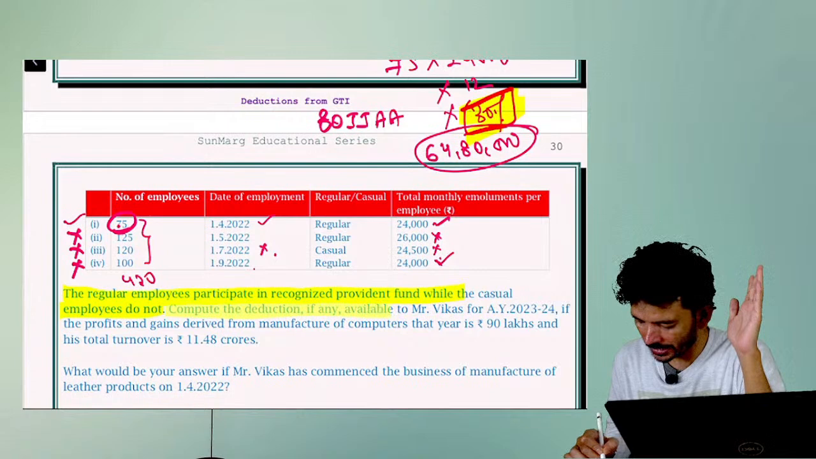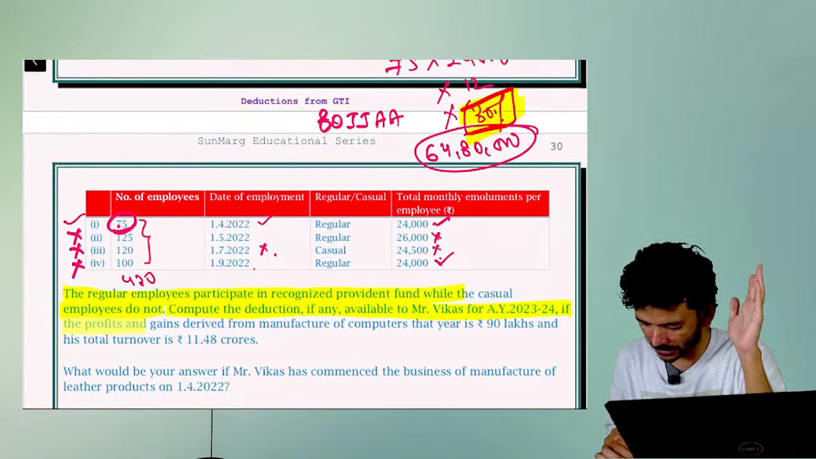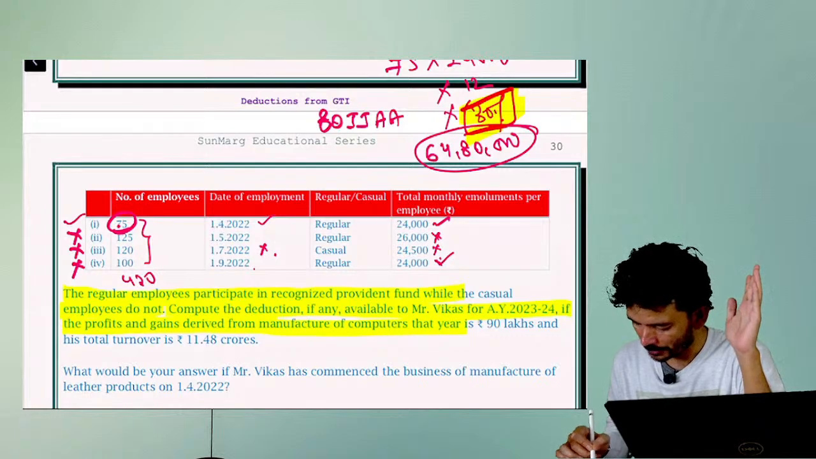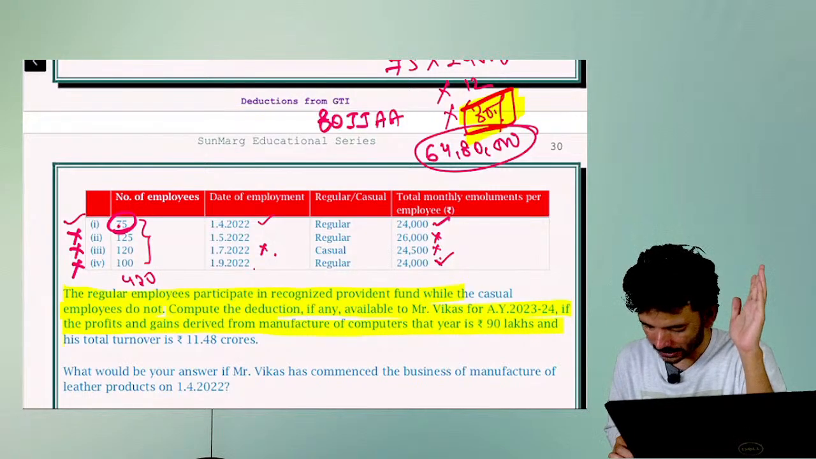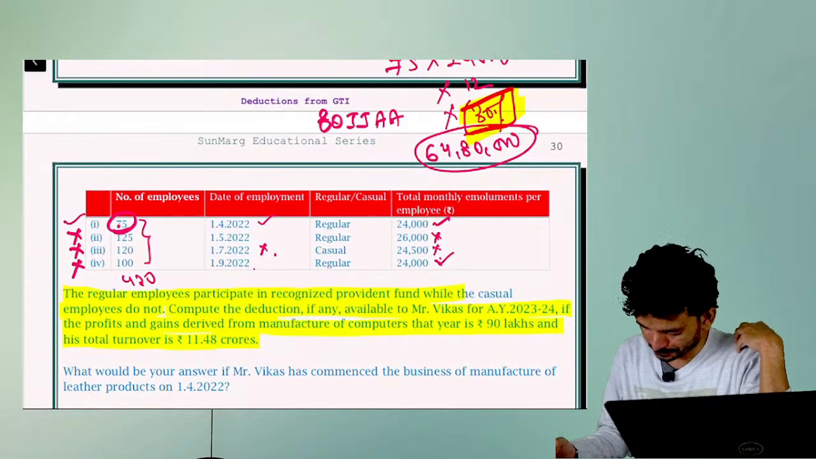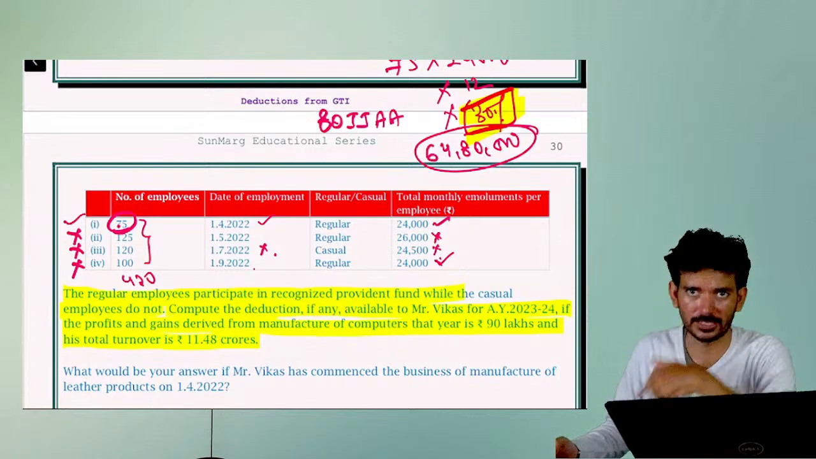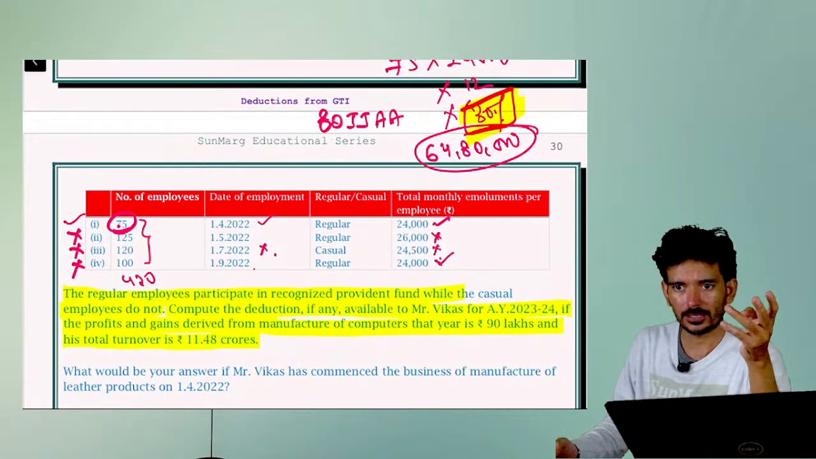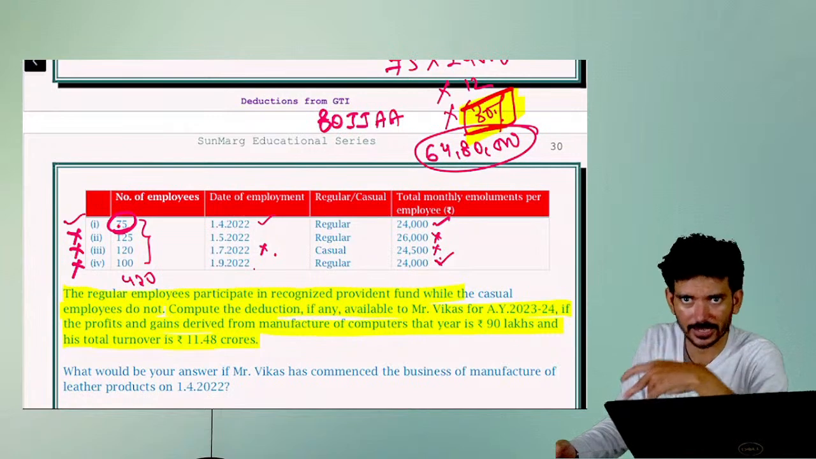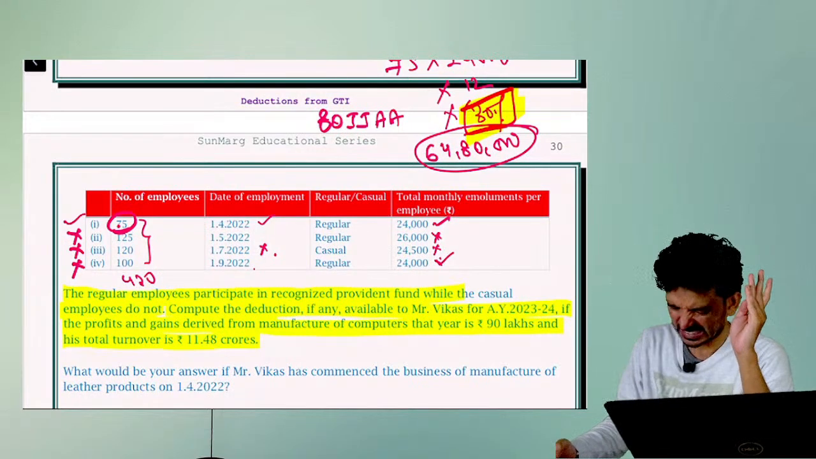Compute the deductions, if any, available to this person if the profits and gains derived from the manufacturing of company computers that year is 90 lakh and his total turnover is 11.48 crores. So they are subjected to audit. One of the conditions is they should be subjected to audit. Yes, they are subjected to audit, and they should be eligible for PF. They are eligible for PF. So every condition is satisfied.